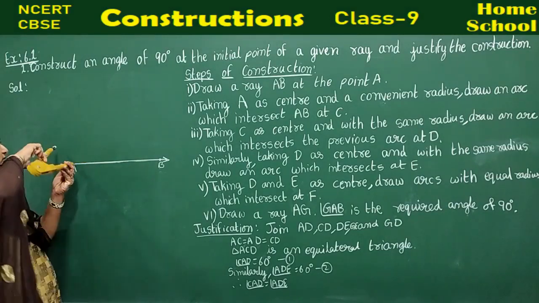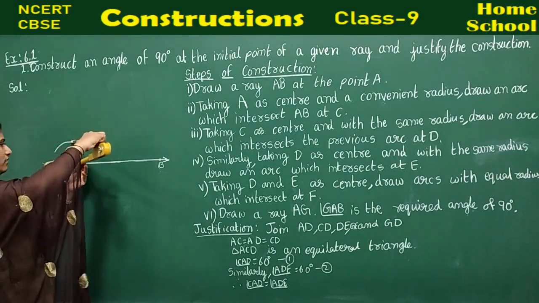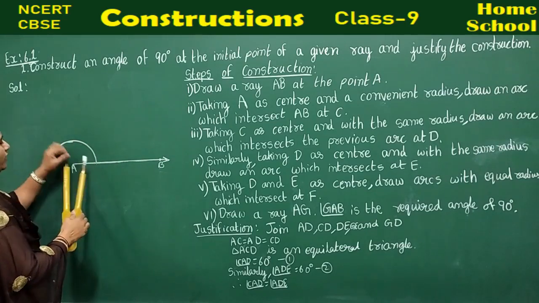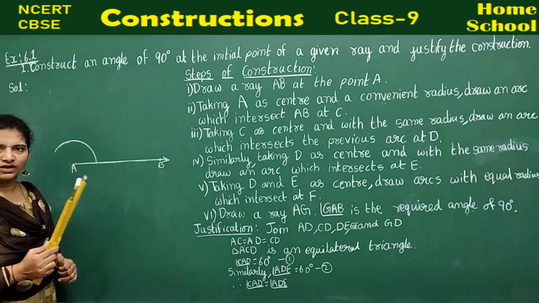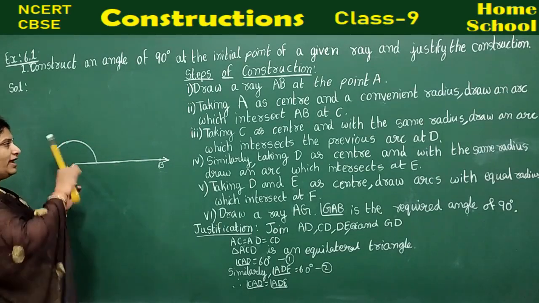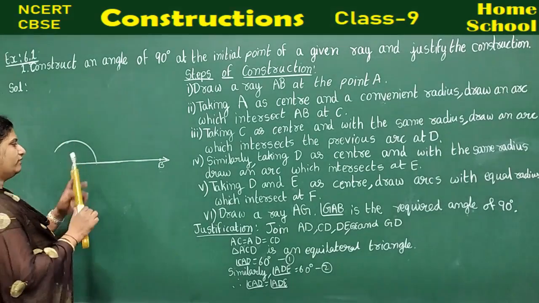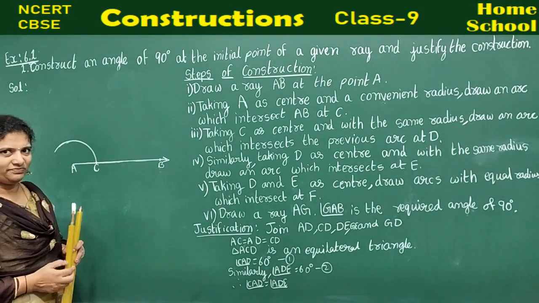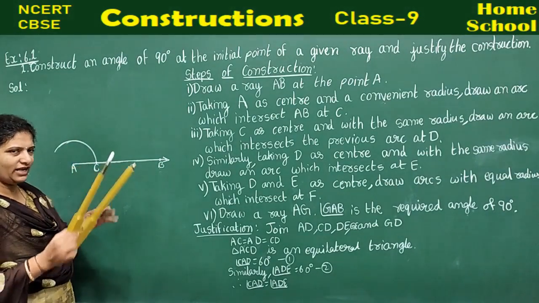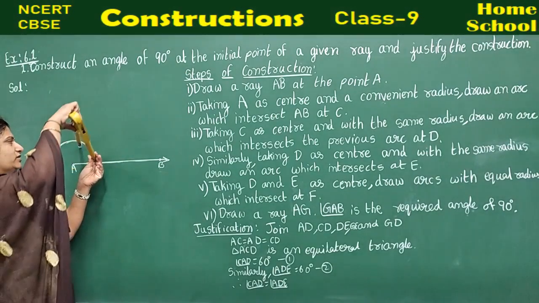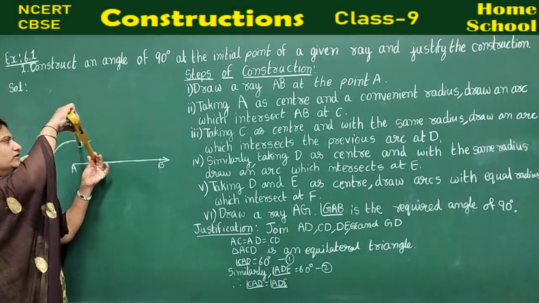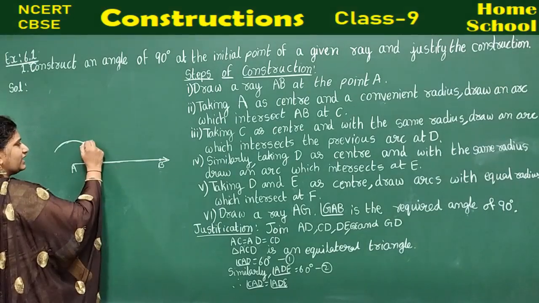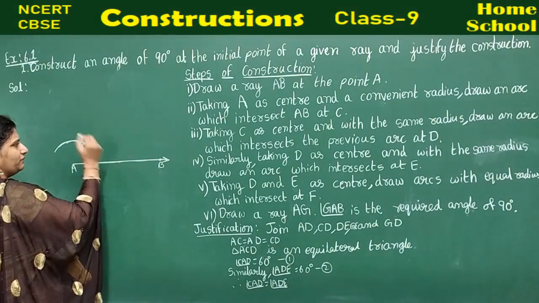It's difficult on the board, but you can draw nicely in your notes. Take a convenient radius and draw an arc. Now, where does the arc touch the ray? Mark this point as C. Same measurement, don't try to change anything. From this point as a center, draw an arc cutting the before arc. Mark this intersecting point as D.